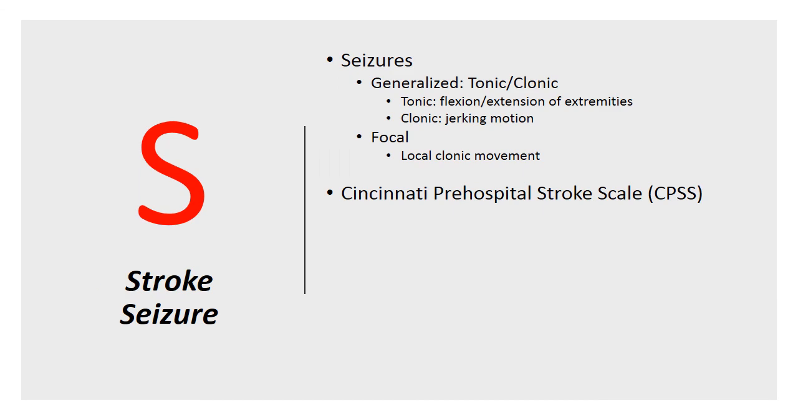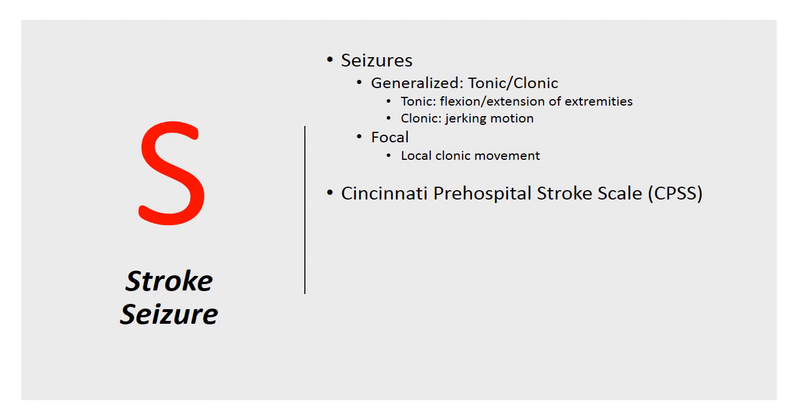And lastly, S. So let's talk about seizures. The generalized kind of seizure we most routinely see in the field is that tonic-clonic seizure. That tonic is the flexion and extension of the extremities, and that clonic is the jerking motion. So they can become stiff and then jerking, or one or the other. And with that, most generally always they are unconscious.